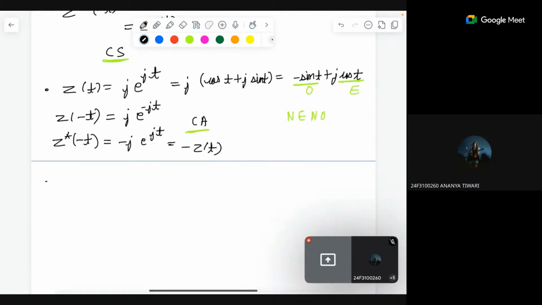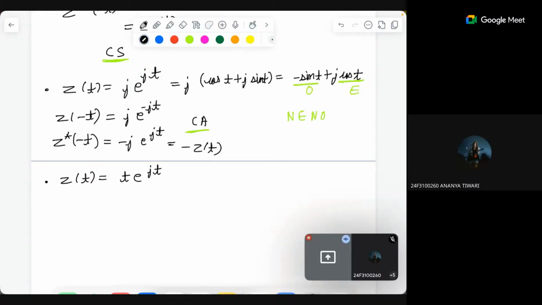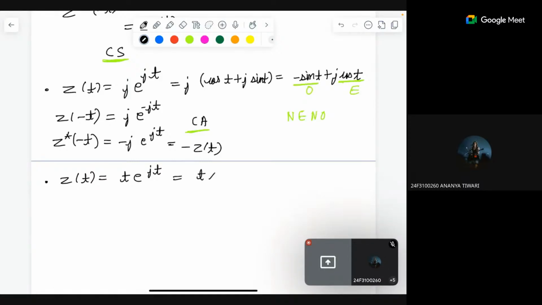Okay, now this is the last one. So z(t) is t e raised to the power of jt. Tell me whether it is conjugate symmetric or conjugate asymmetric. Conjugate symmetric. No, no, it is asymmetric. Let's do it. So it is conjugate asymmetric.